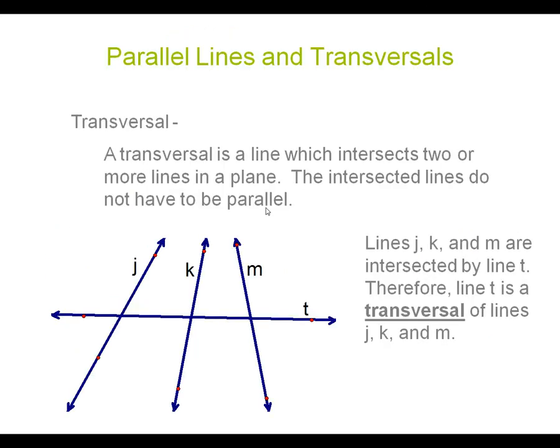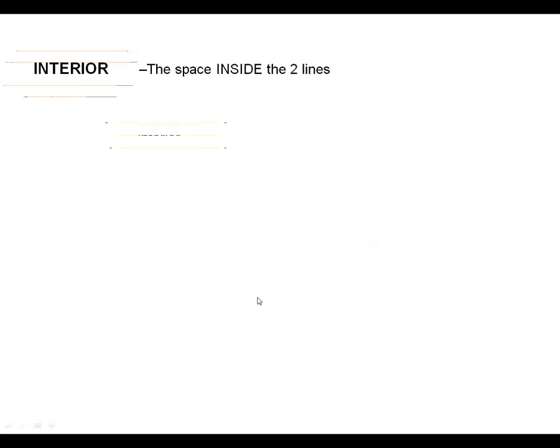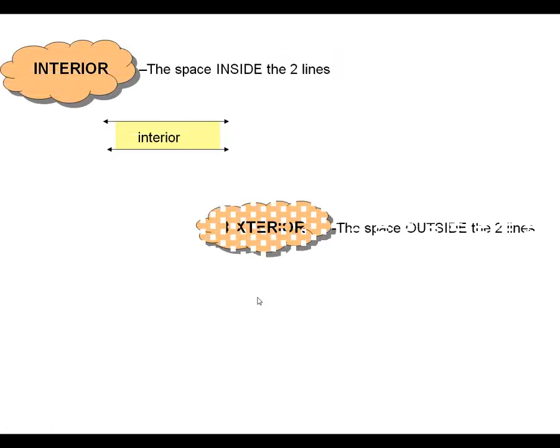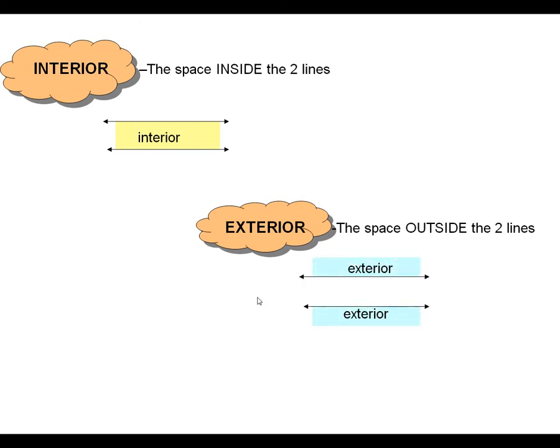A transversal is a line that intersects two or more lines in a plane. The intersected lines do not have to be parallel. So it's very important: they don't have to be parallel. So let's look. Lines J, K, and M are intersected by line T. Line T is our transversal because it intersects these three lines. The interior is the space inside the two lines. I've already discussed that. The exterior is the space outside the two lines. So what it shows you is an example.